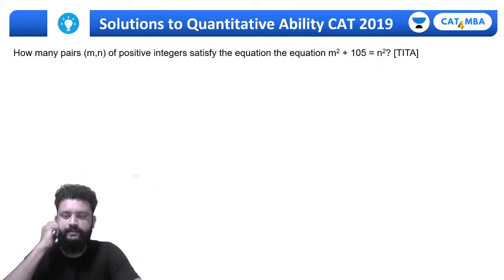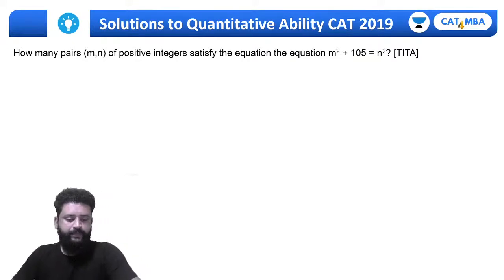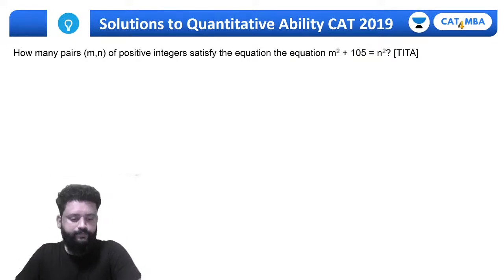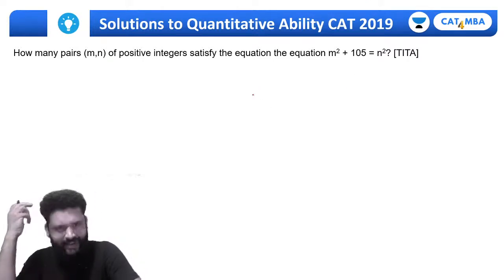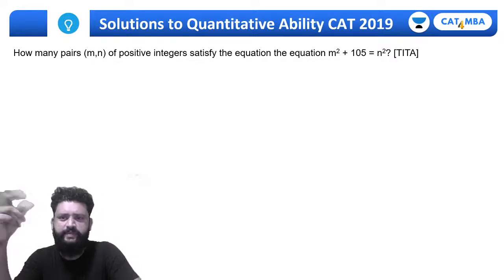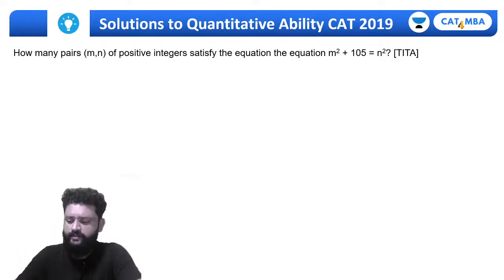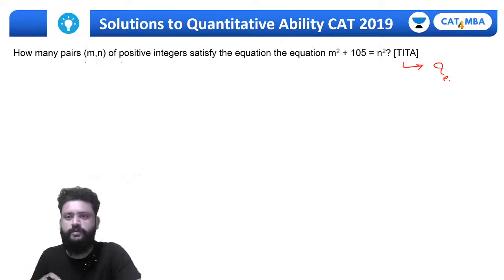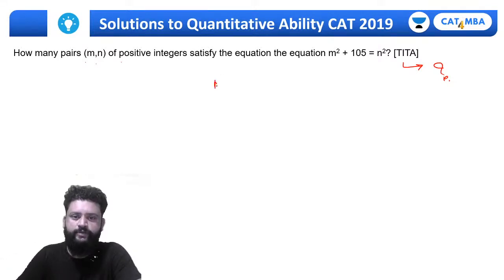Try for this. I guess we had solved some question types similar to this in numbers as well. So see if we can solve this. This was a theta question, so no answer options. You need to tell me how many pairs are possible, how many pairs of the values are possible if m square plus 105 is equal to n square.